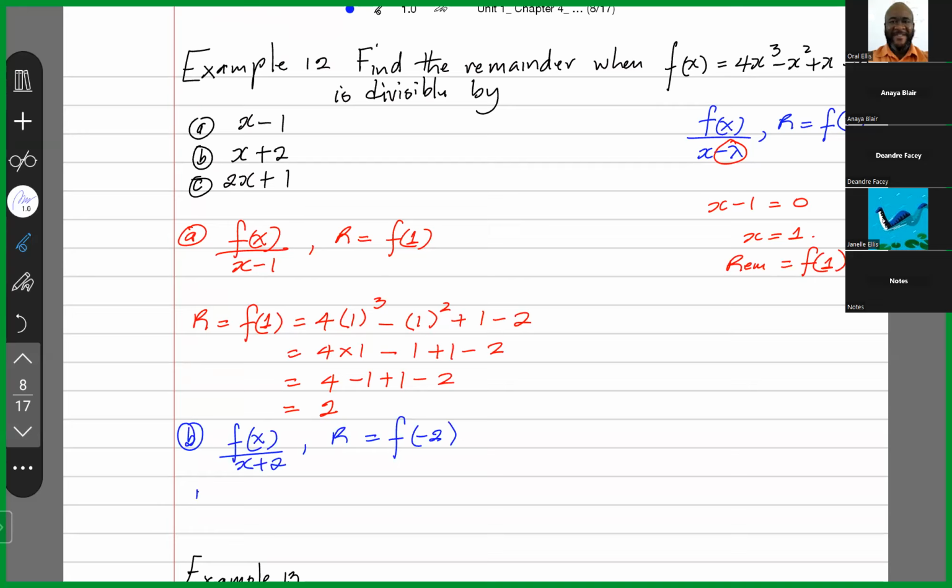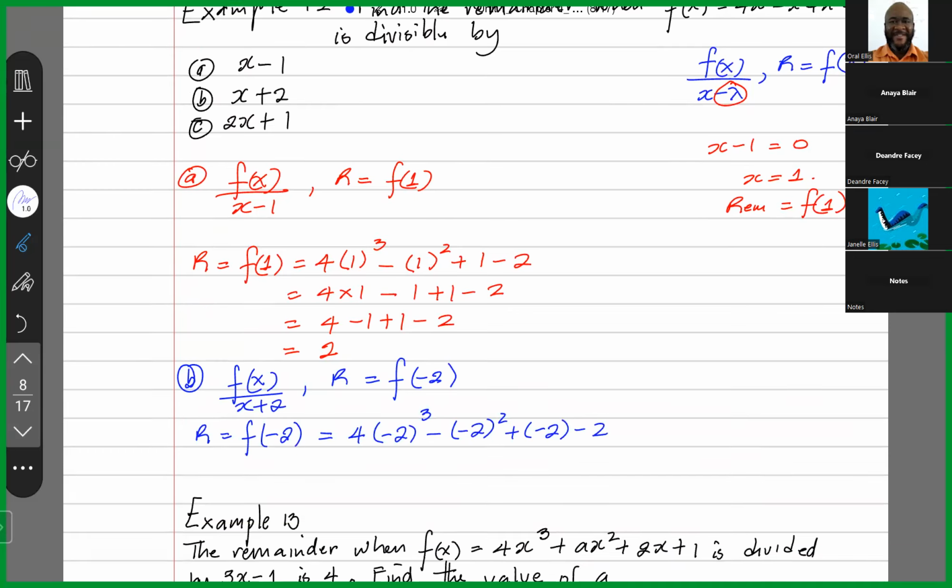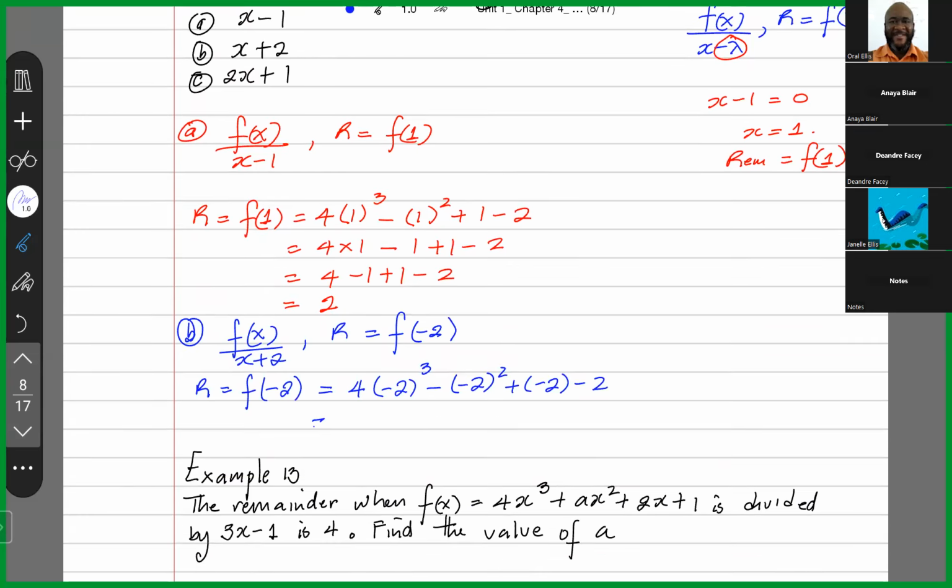Now, the remainder, which is f of minus 2: in f, wherever I see x, I'm going to take out x and put minus 2. So it's 4 times minus 2 cubed, minus minus 2 squared, plus minus 2, minus 2. So you want to be careful not to make any errors.